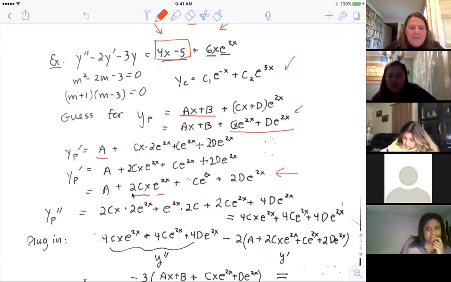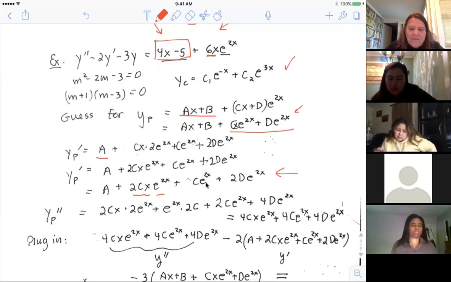So it's going to be the first, 2cx, times the derivative of the second, 2e to the 2x. The derivative of this one's just going to be c times 2e to the 2x. Let's see, the derivative of that one is 2c e to the 2x. Derivative of this one is 2d e to the 2x, but when you bring the 2 down, you're going to get a 4 there, okay? So you see what's happening here.